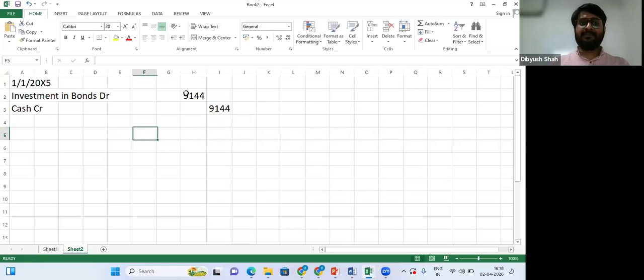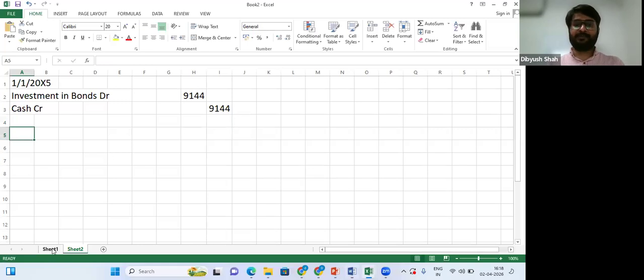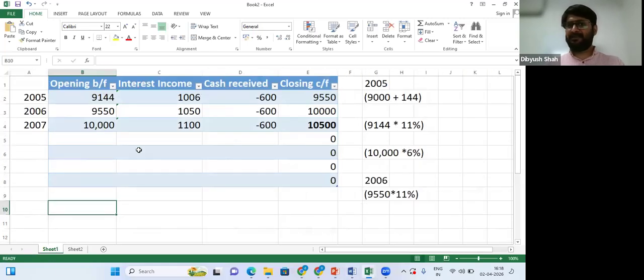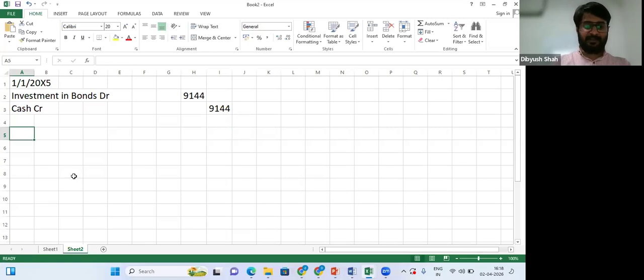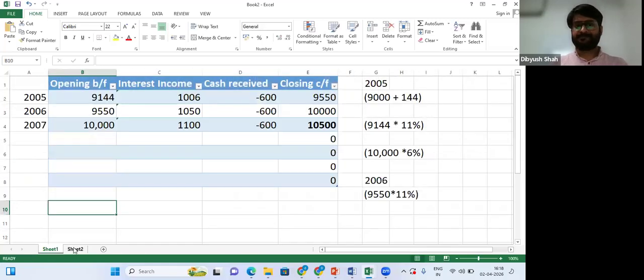Second, interest income. Now this is what is actually reported in P&L as an income. So it is an income for the investor, right? So interest income. Now this though makes your job easy. Interest income on 31st of December, that is 1,006 in the first year. Second, 1,006 only.